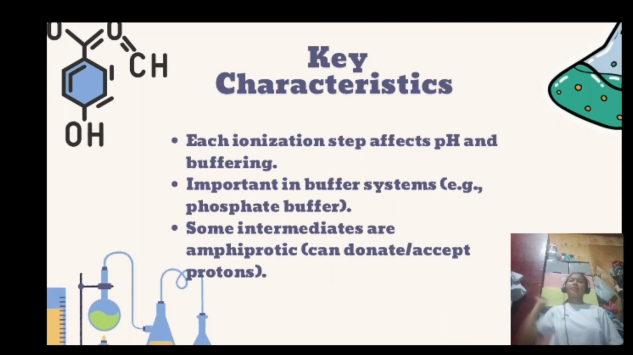Key characteristics. Each ionization step affects pH and buffering. Polyprotic acids ionize in steps, and each step affects the pH and buffering ability of a solution. They are important in buffer systems, like the phosphate buffer that helps maintain a stable pH. Some intermediates are amphiprotic. Some partially ionized forms are amphiprotic, meaning they can donate and accept protons.